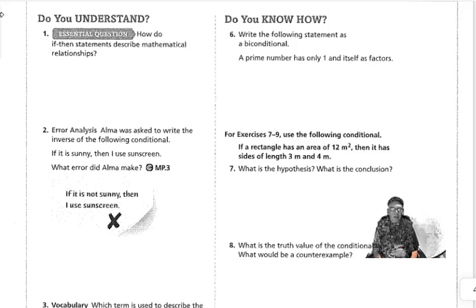Okay, do you understand? Let's see what we got here. How do if-then statements describe mathematical relationships? Well, we can use them for definitions and properties of geometric objects. Basically, the if part gives you something that is there, and the then part gives you something that follows from it.